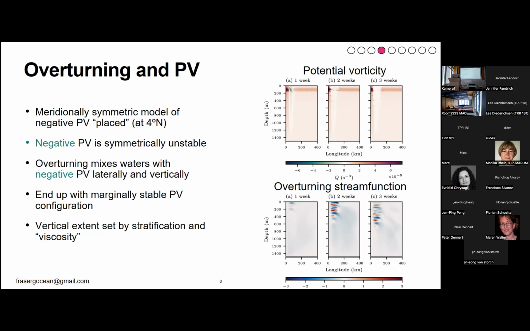Are they turning in the plane? Yes, yeah. So perpendicular. So the current in this setup is coming out of the screen. And we get overturning cells sort of within the screen, within that plane.